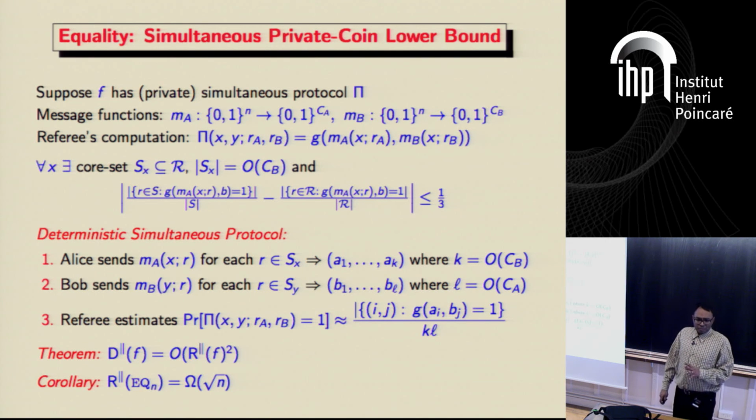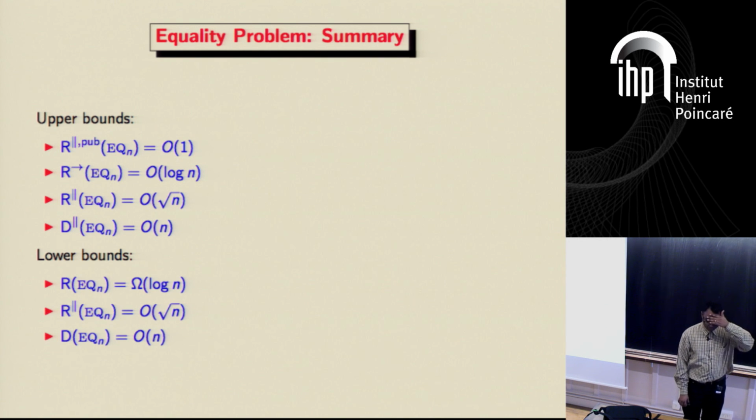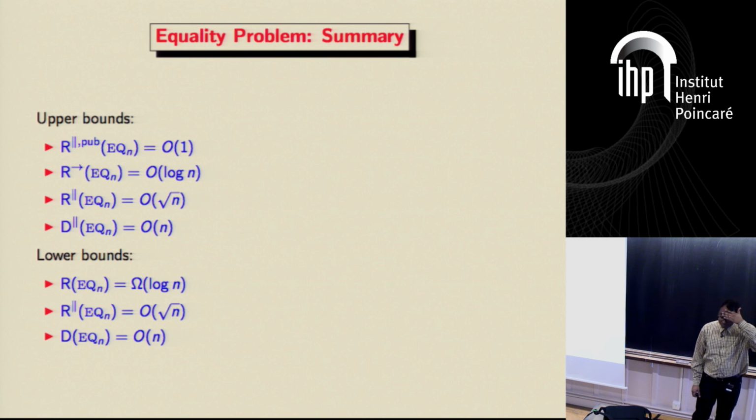Now we've proved an upper bound on D, but you can again view this as a lower bound on R. If you view it that way, then it tells us that, for example, for the equality function, the simultaneous message randomized complexity with private coins has to be square root n. And we showed that square root n upper bound earlier, so this shows it's tight. To summarize, we had these upper bounds and we now have the corresponding lower bounds. So everything is pretty much as tight as it could be.